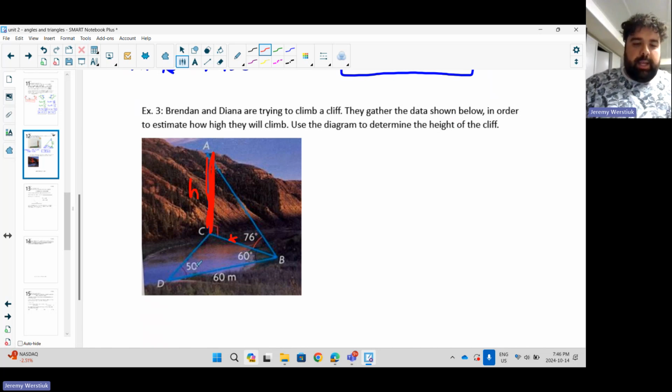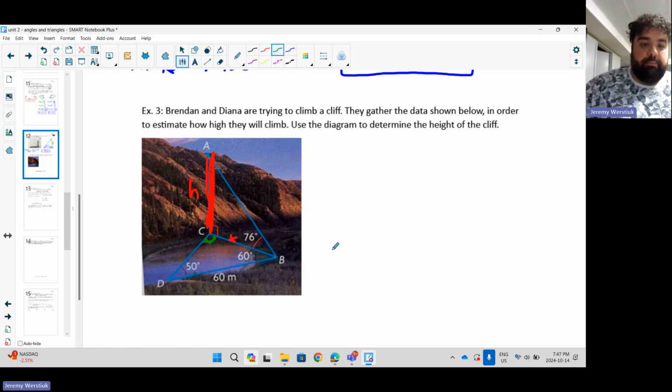Now, you might be looking at this and saying, hey, why can't I just use the 50-degree angle and say sine of 50 equals X over 60? Well, I'm not told that angle C in the bottom is a right angle. Up here, I'm told that ACB makes a right angle, but I'm not told that DCB makes a right angle. So I can't make that assumption. I have to assume that it's some other angle. Let's make that a gentle curve, because I cannot assume that that is 90 degrees.